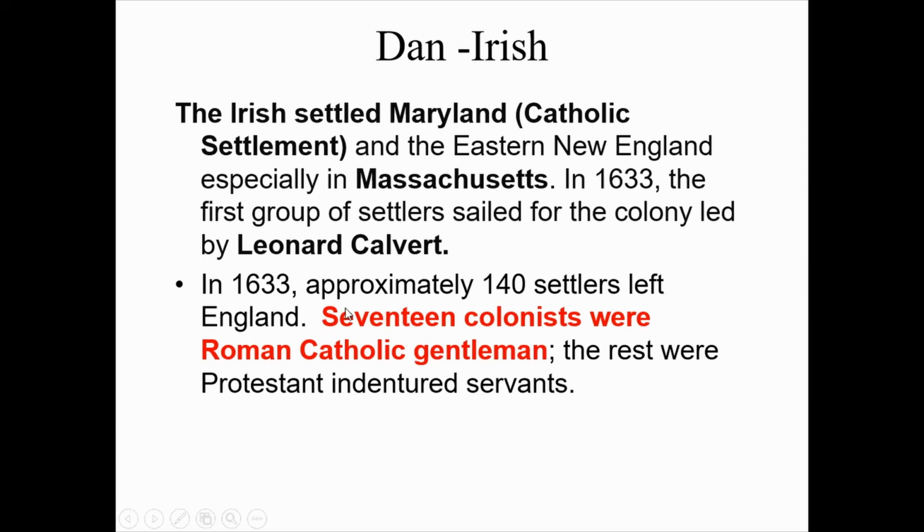In 1633, approximately 140 settlers left England. 17 colonists were Roman Catholic gentlemen. The rest of them were Protestant indentured servants. So this was a Catholic settlement, and Maryland was a Catholic state.